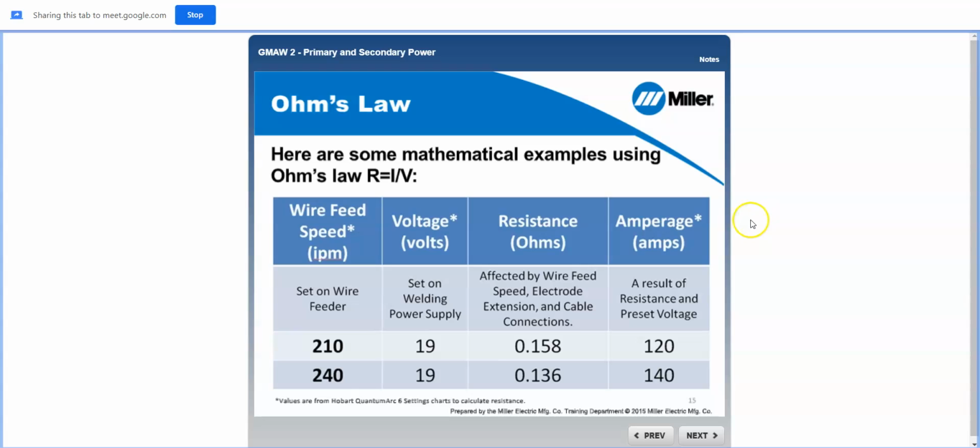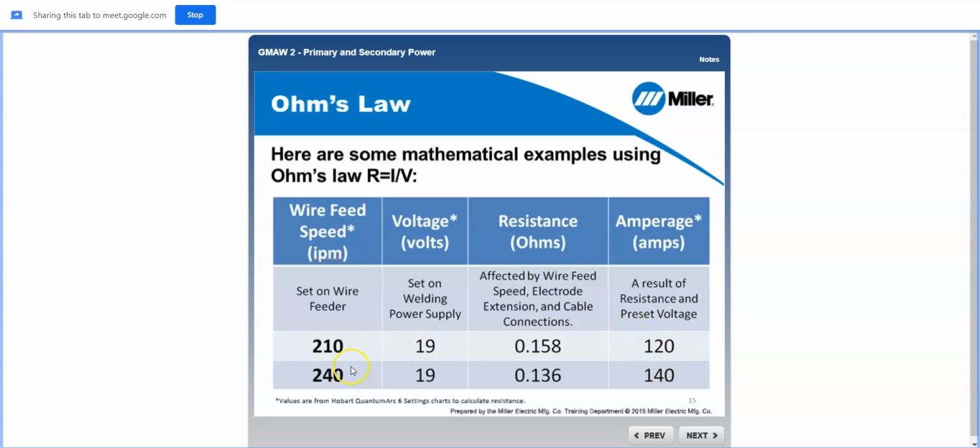So here we can see our settings, how they can be different. If we have our wire feeder set to 210 inches per minute and our machine is set to 19 volts, we are going to have 0.158 ohms of resistance, and we'll end up with about 120 amps of welding force.